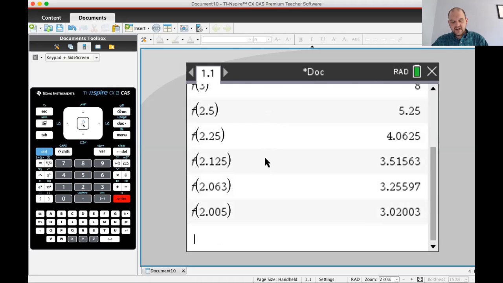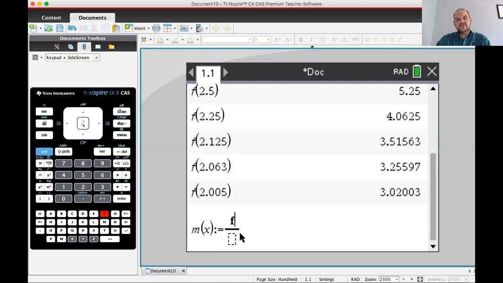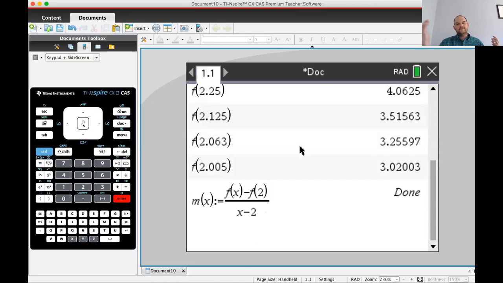Now the next column in the notes, what we're filling in is m. We're filling in the slope. So I'm going to define a function called m of x, the slope at x. Why can I do that? I can do that because it's just going to be f of x minus, that second point is always at x equals 2, so f of 2 over x minus 2. Look at that. It's a difference quotient. That's a big deal. Difference quotients are a big deal.